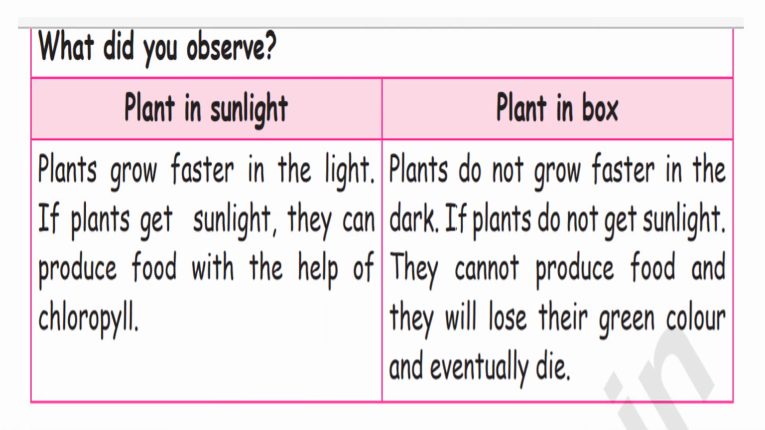Plant in sunlight. Plants grow faster in the light. If plants get sunlight, they can produce food with the help of chlorophyll. Plant in box. Plants do not grow faster in the dark. If plants do not get sunlight, they cannot produce food and they will lose their green color and eventually die.